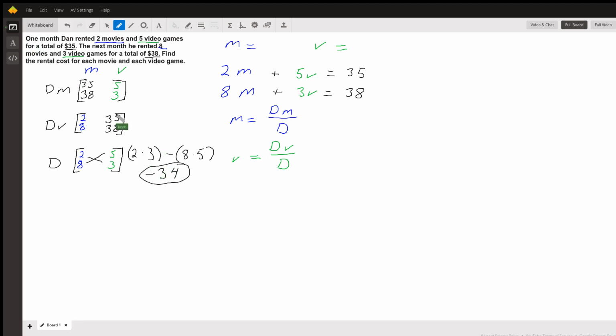34. Okay, so to find our determinant of M and determinant of V, we simply substitute the answers in for whichever variable we're trying to work with. For example, for the determinant of M, for our M variable, we substitute the 35 and the 38. And we work this problem the exact same way we did before. 35 times 3, so right here, 35 times 3, minus 38 times 5.